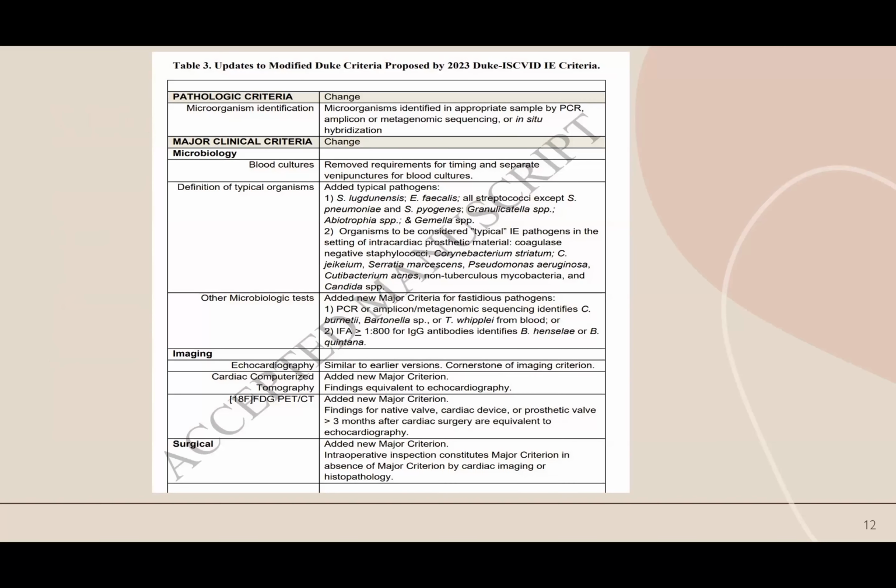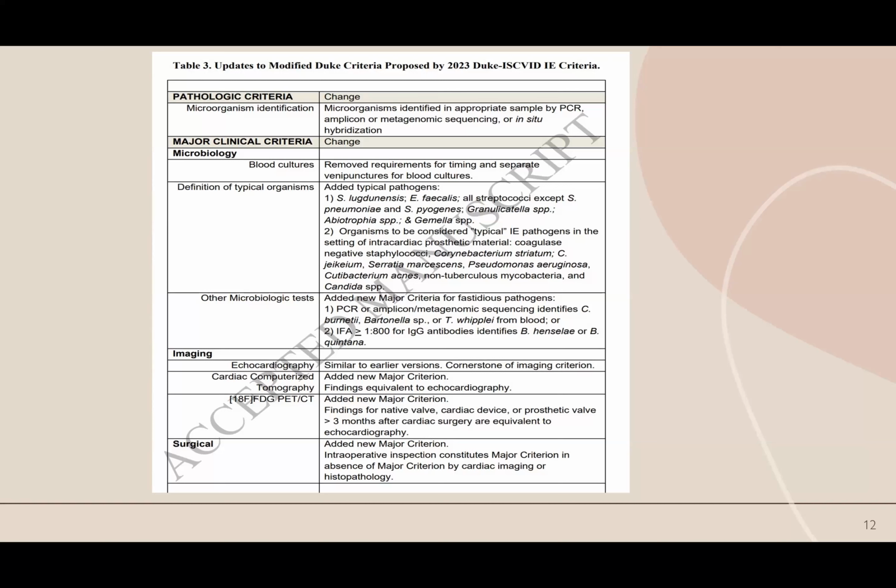So this is actually an accepted manuscript from the International Society for Cardiovascular Infectious Diseases. This is the proposed update to the modified Duke criteria. It's been dubbed the 2023 Duke criteria. And here quite a few things have actually changed, but I just wanted to draw your attention to the pathologic criteria, which now includes diagnosis by PCR or metagenomic next generation sequencing.